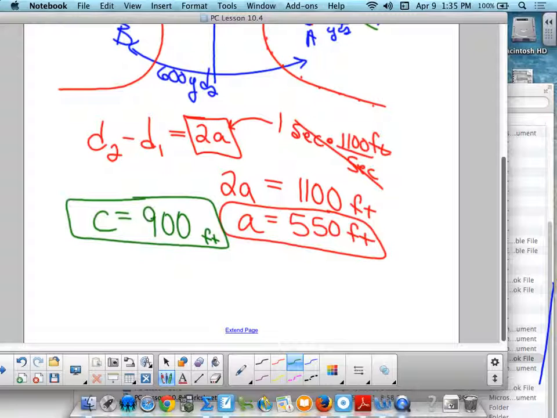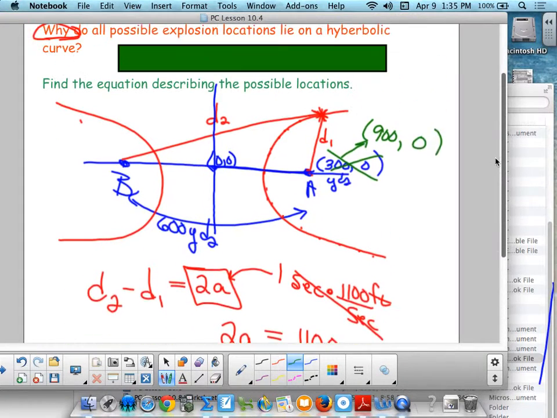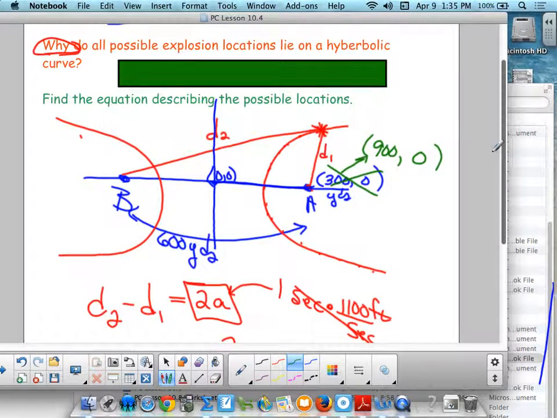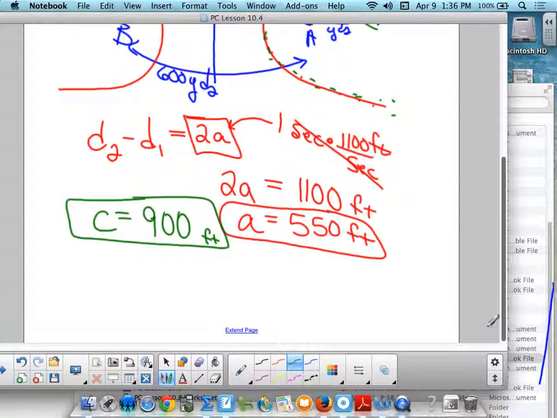Now, remember this problem. Hang on, I gotta go back up. I didn't read that last part to you. Here's what they want. Find the equation describing the possible locations of the explosion. The explosion happened on this branch, the right branch, somewhere on here. Well, give me the equation that would give me any point on the hyperbola.